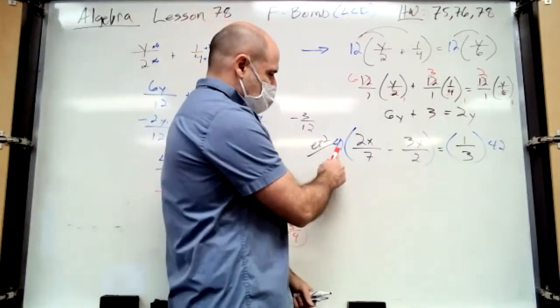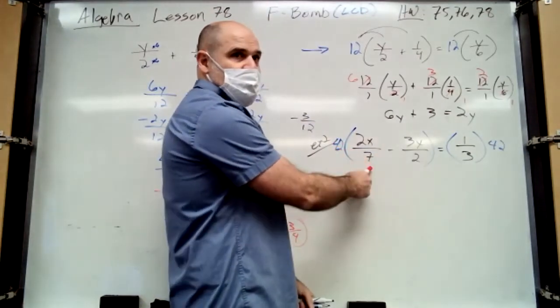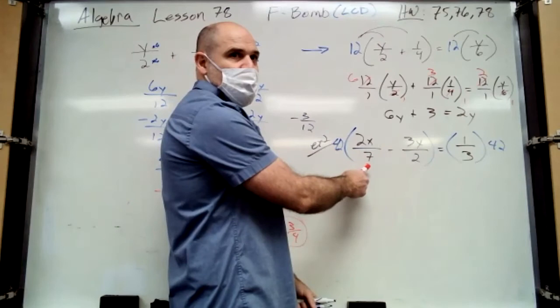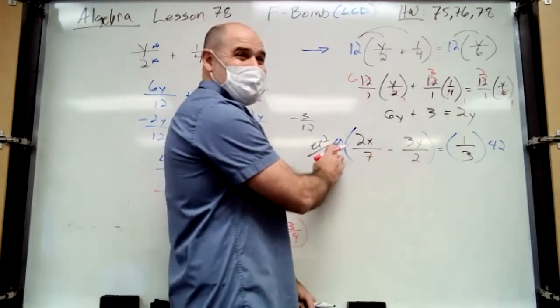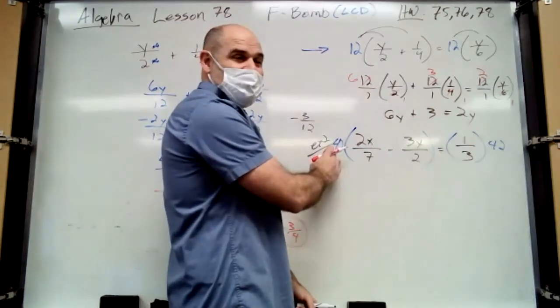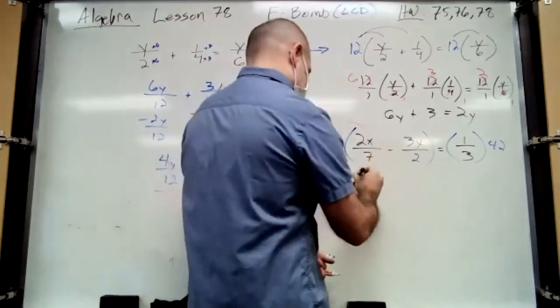So what happens when you multiply 42 times something over 7? What does it cancel to? It cancels to 6. So now we can do this math in our head, right? What's 6 times 2x? 12x.